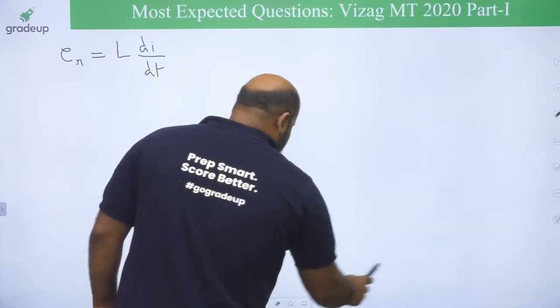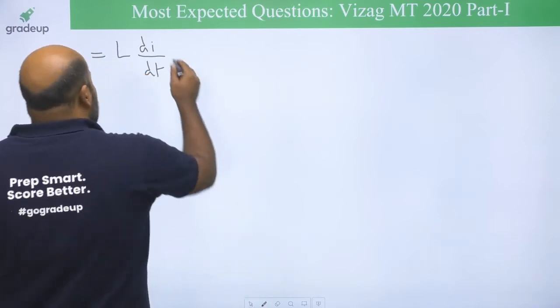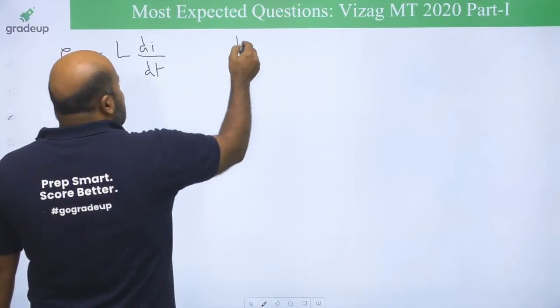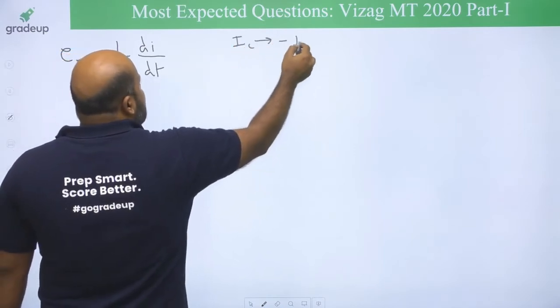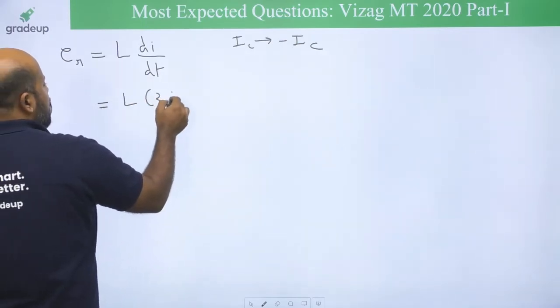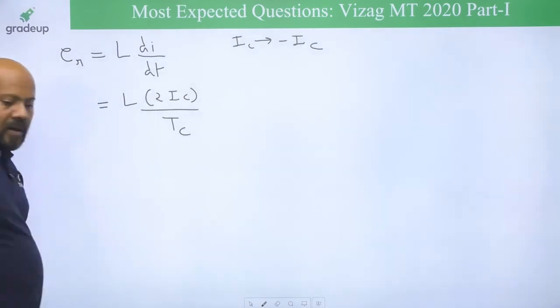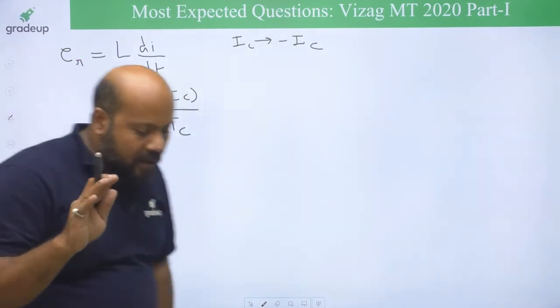Are you getting this? Now, current is going from where to where? Current is going from plus IC to minus IC. So, what is the total change in current? It is going to be 2 IC. What is the time period? The commutation period. I hope you will not be having any problem.